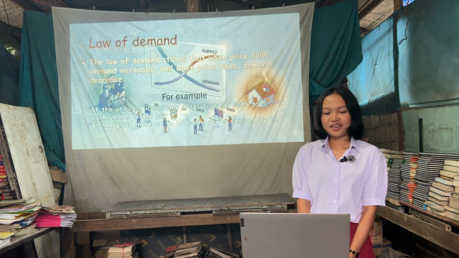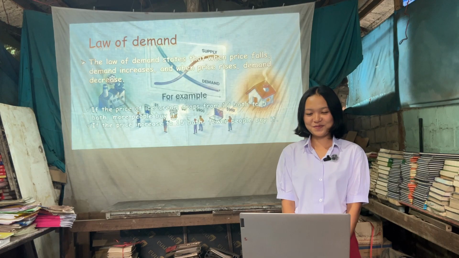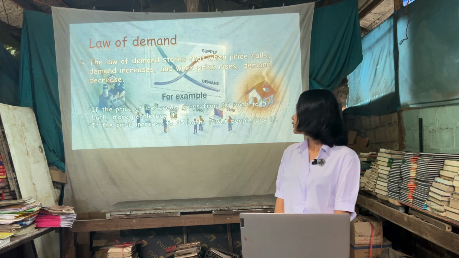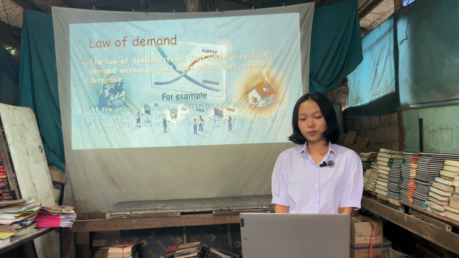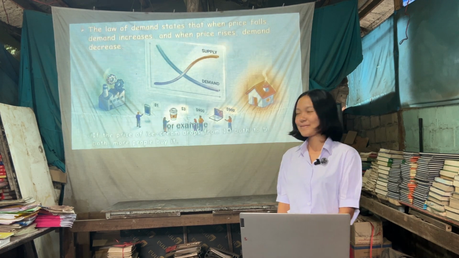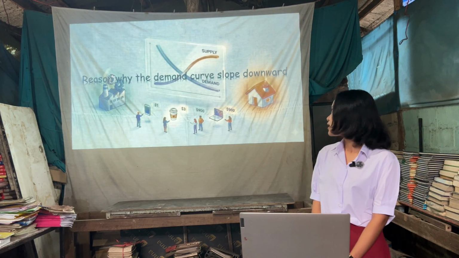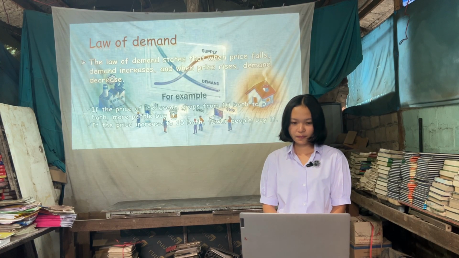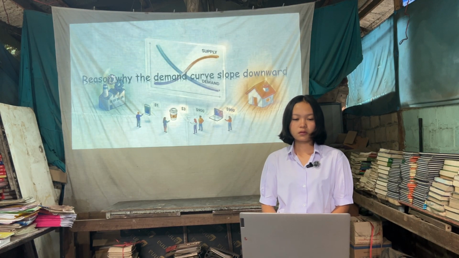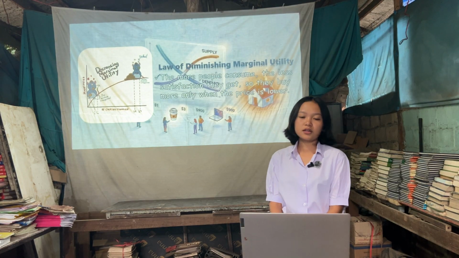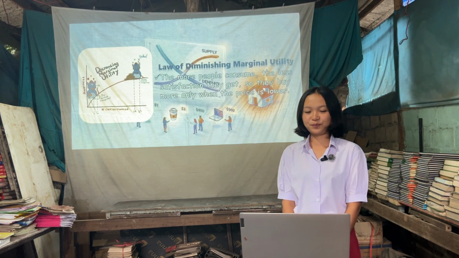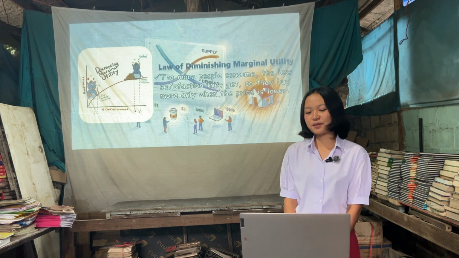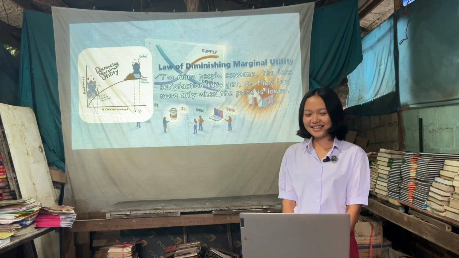For example, if the price of ice cream drops from 10 baht to 5 baht, more people buy it. If the price increases to 50 baht, fewer people buy it. Now let's look at the reasons why the demand curve slopes downward. The first reason is diminishing marginal utility. The more people consume, the less satisfaction they get, so they buy more when the price is lower.